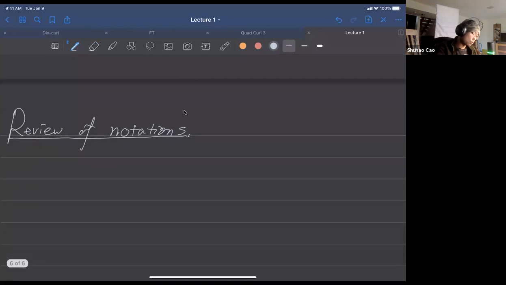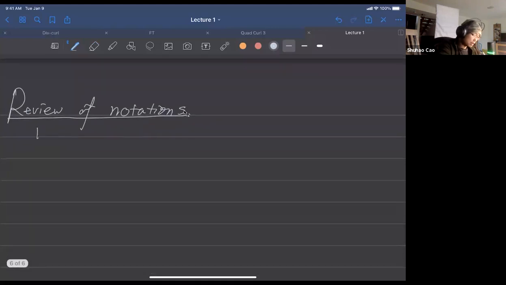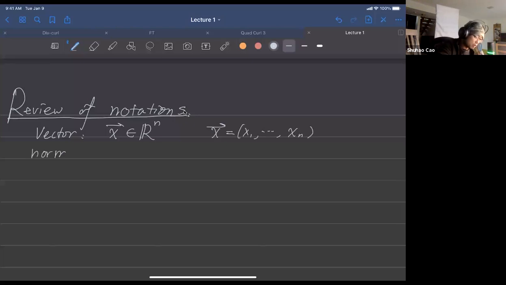So the first one is vectors. For example, we have a vector x, and normally it's in R^n, meaning x has n components. The second one is norm. A norm of a vector, if we don't have any subscript, so this is the norm of x.